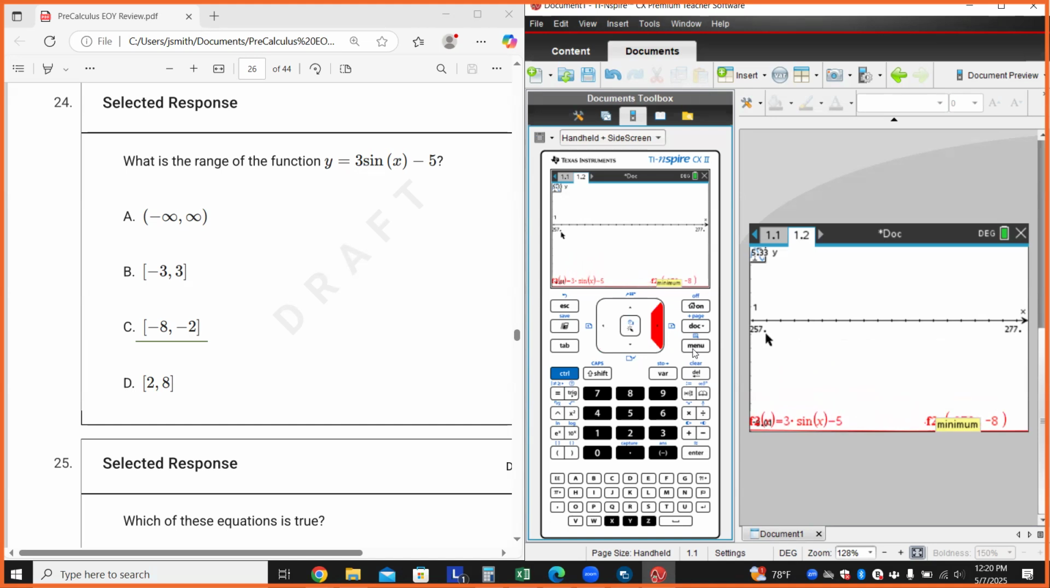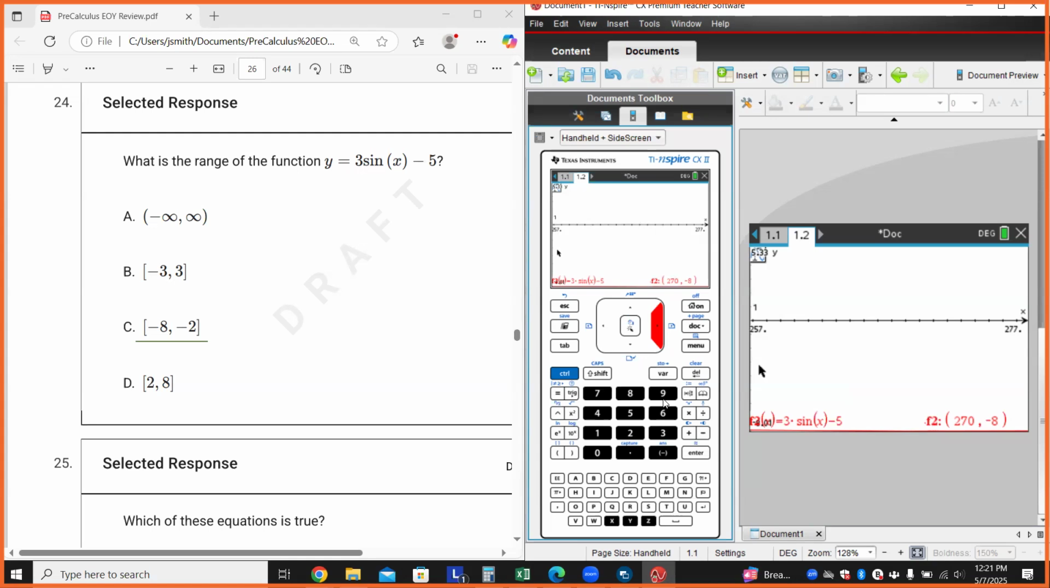So I can see that my Y value there is -8. So I'm not looking at the X value since I'm looking at the range. I'm just looking at the second number of my coordinates. Yes, because -8 is smaller than -2. We write numbers from least to greatest. So it has to be -8 to -2.